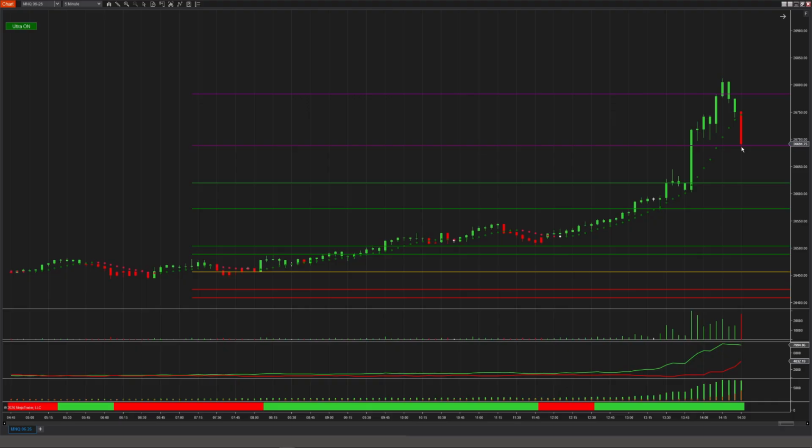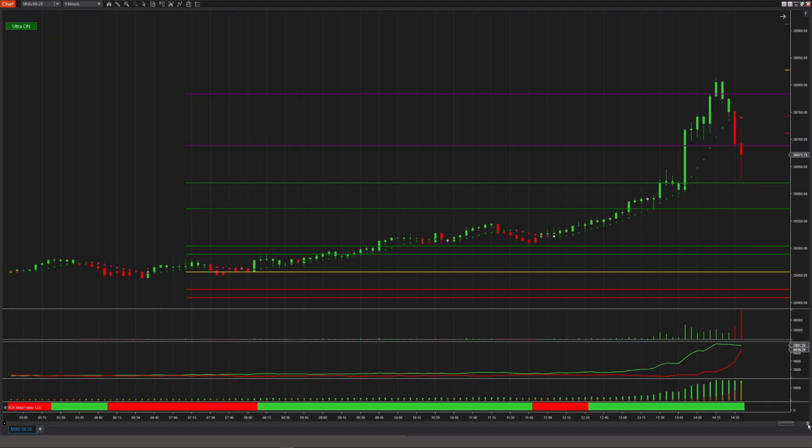This would have been a perfect level for an entry and then a scale in possibly at this level as well. Let's just have a look how that played out. So we get a pullback. So we can see that this candle's close is below this candle.